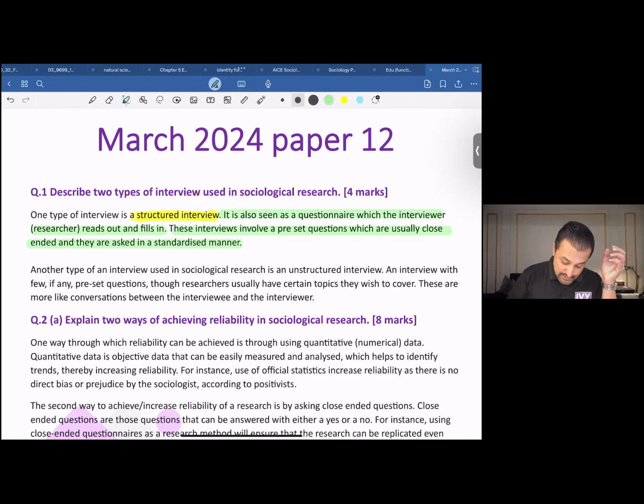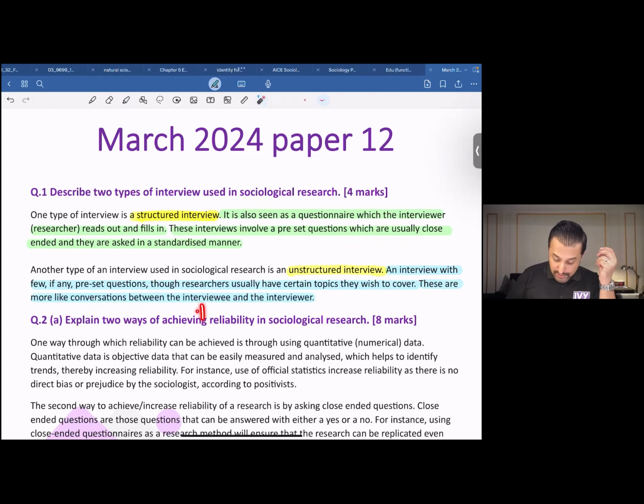Moving on really quick to the second type of interview. Another type of interview used in sociological research is an unstructured interview. Now, an interview with few, if any, preset questions, though researchers usually have certain topics they wish to cover. These are more like conversations between the interviewee and the interviewer.